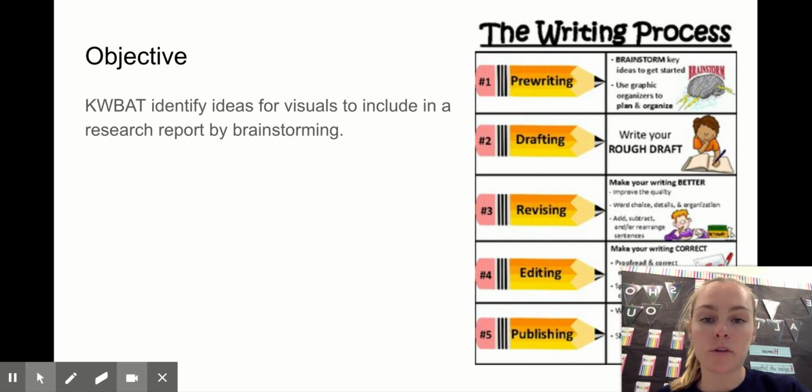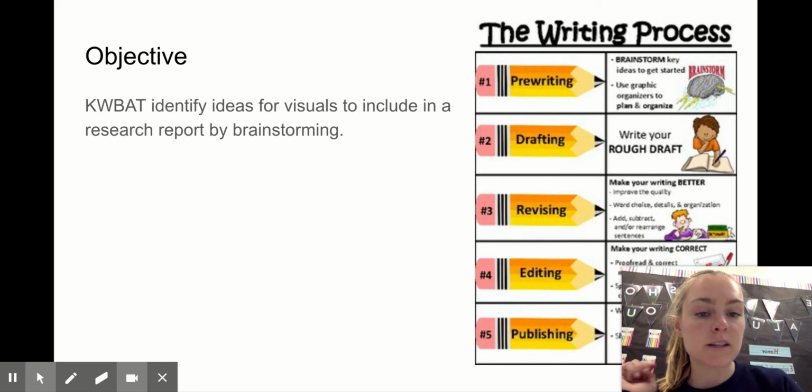brainstorming. So we are continuing our work with our writing project, which is all about the different planets. And we are going to come up with some ideas for the visuals, like the pictures or the diagrams that you want to include in your research report. And we're going to do this by brainstorming.